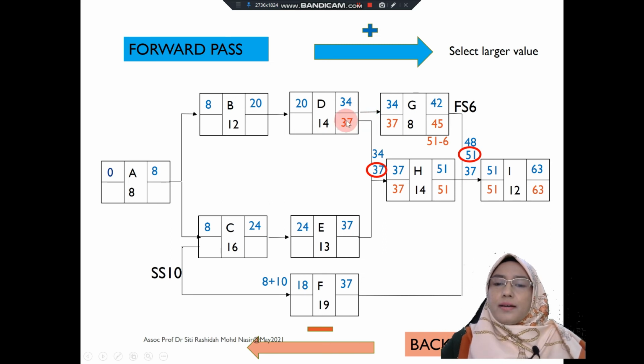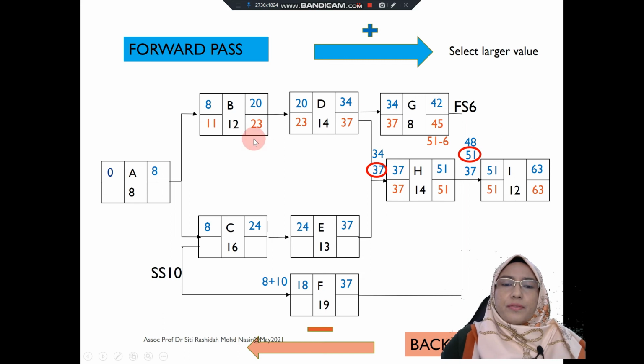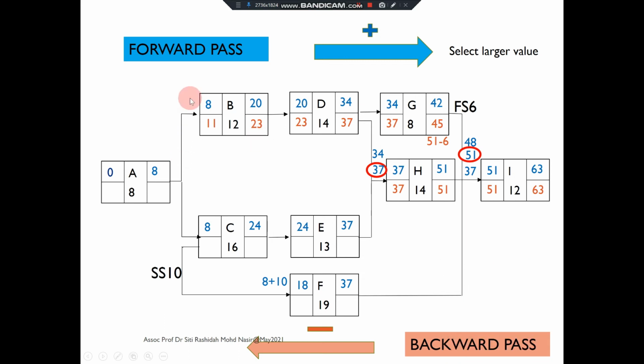So from activity G and activity H, both activities have the same value, which is 37. So that is why I put 37 here. 37 minus 14 is 23. 23 minus 12 is 11.